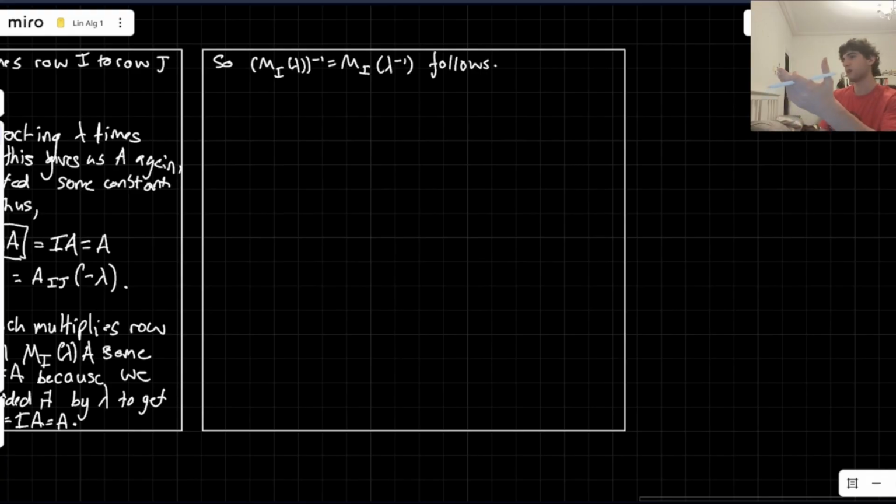The intuition is 100% there. Clearly, the inverse matrix is effectively just representing, in this scenario, dividing by lambda, because all we're doing is multiplying row i by lambda and then dividing it by lambda to get back to what we started off with. So effectively, the inverse of multiplying some row by lambda is dividing it by lambda, and that's what this is saying. But also with the associated matrices, the inverse matrix of Mi of lambda is just Mi of lambda to the -1.